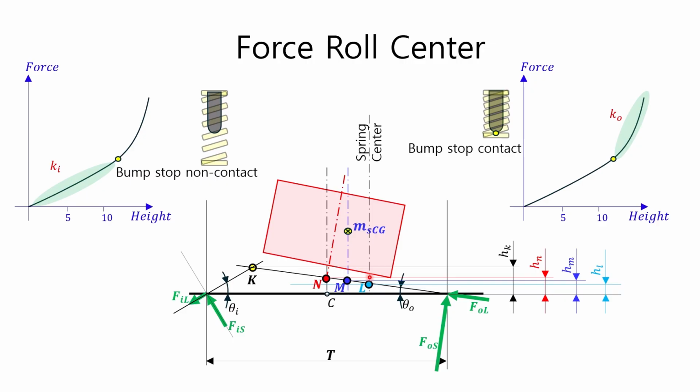Consequently, if a jacking force is applied at the point L, the sprung mass will move vertically under the force of the jacking force without rotation, and the force FOL acting through the link can act at the point L without rotating the sprung mass. Therefore, the point L can be called the force roll center.